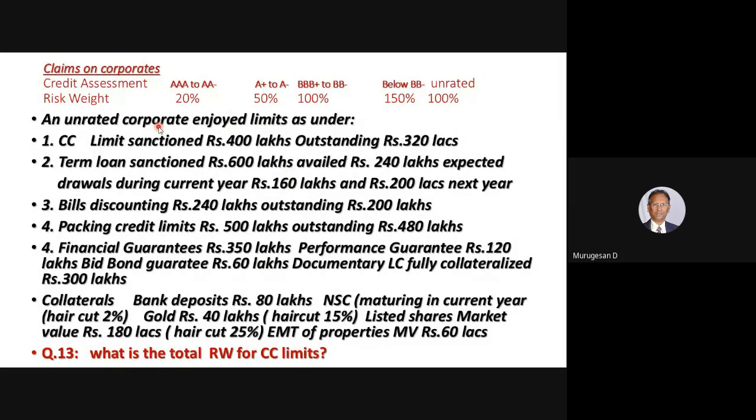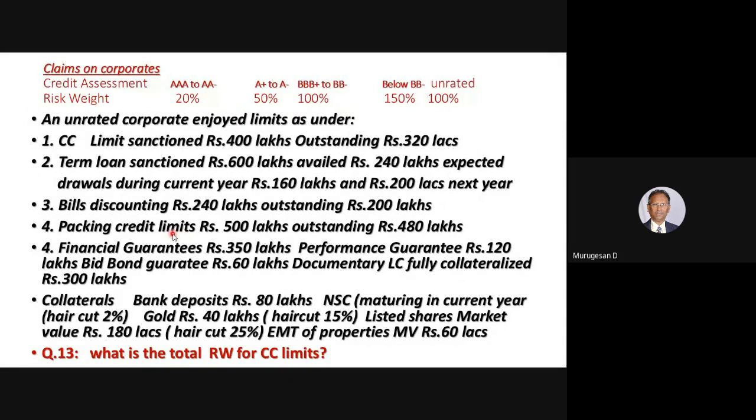Suppose instead of unrated corporate, it is a triple A rated borrower, first you apply CCF, then you apply 20%. AA means 30, like that you remember. Sometimes they will give it like this, and if they don't give it, you have to remember. If they give it, no issue. In the exam they will give it. Suppose BBB to B, 100%. Below BB, 150, unrated. If they give it like this, you have to go by what they have already given. Sometimes haircuts also they will give. If they don't give, you have to remember. These are the haircuts, these are the risk weights assigned. Sometimes they will tell explicitly, then you have to apply that immediately.